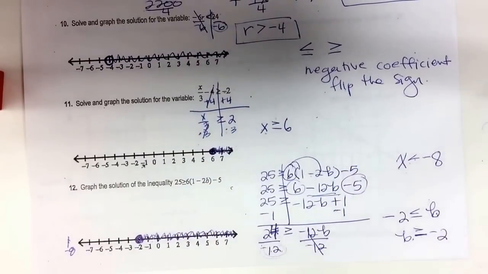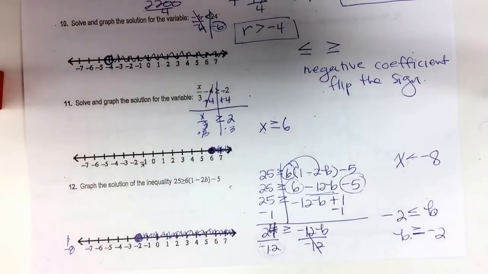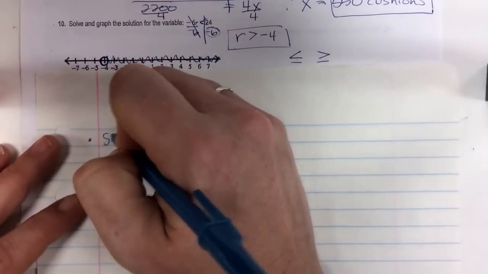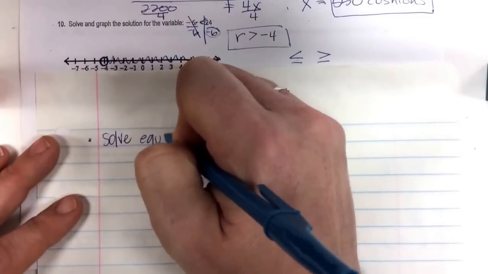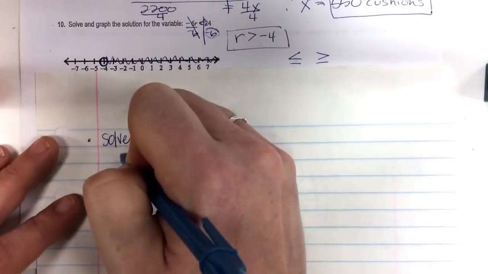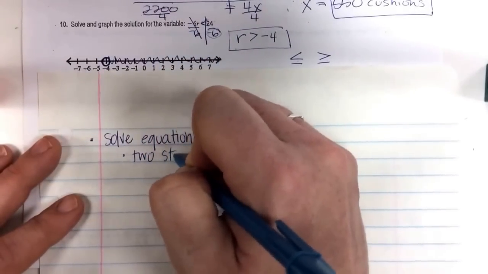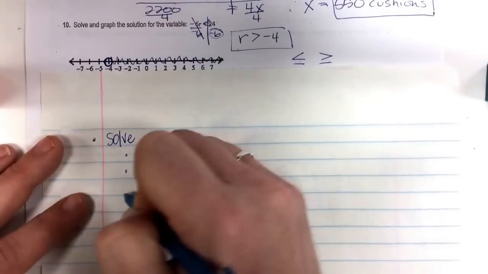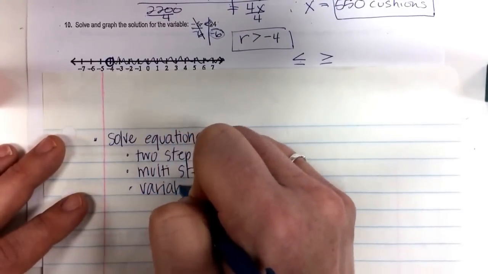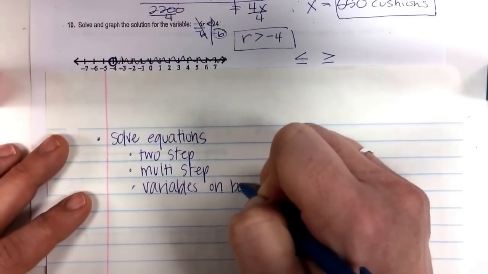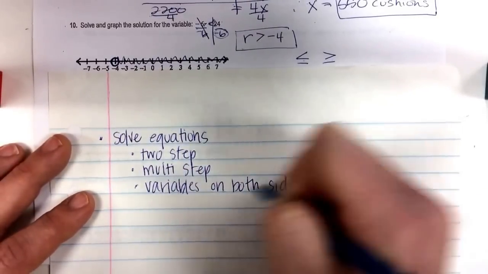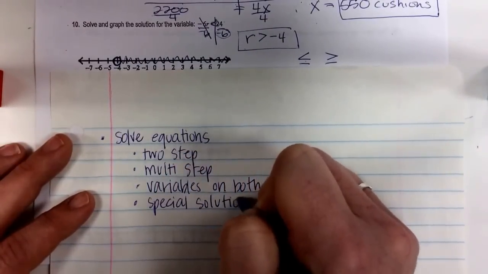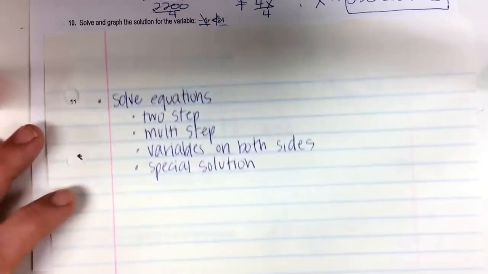So to review for your final, make a little sheet of concepts on this first page. You need to be able to solve equations. So that involves two-step, multi-step, variables on both sides, and special solutions, like all real numbers and no solution.